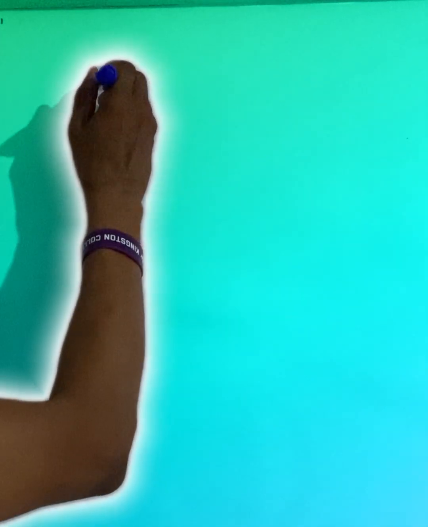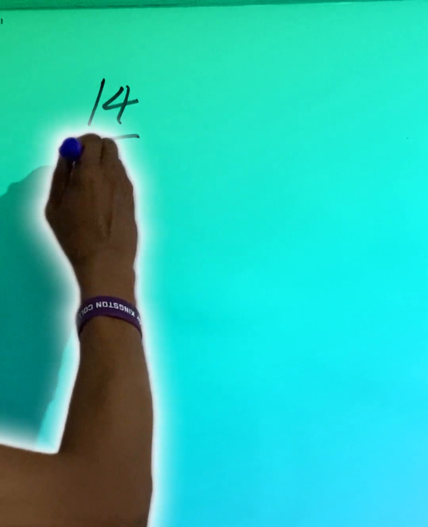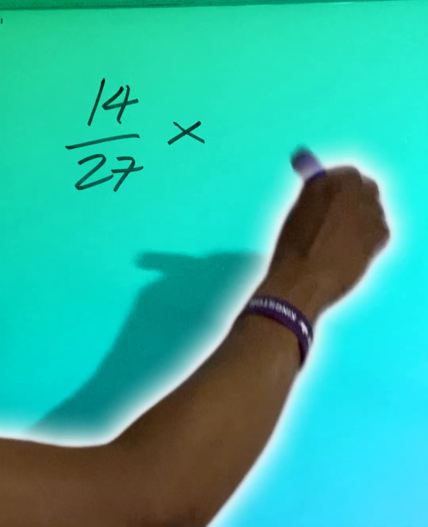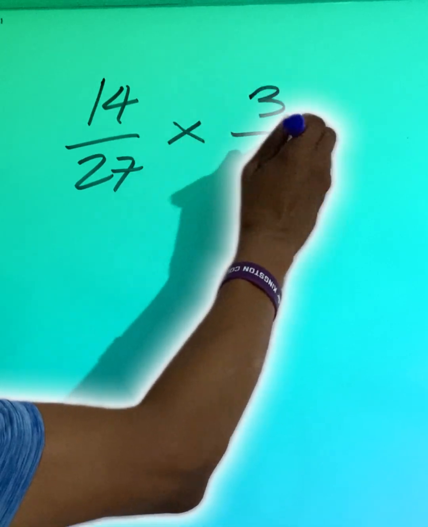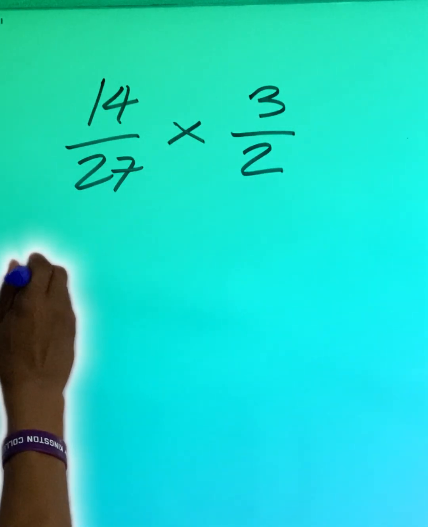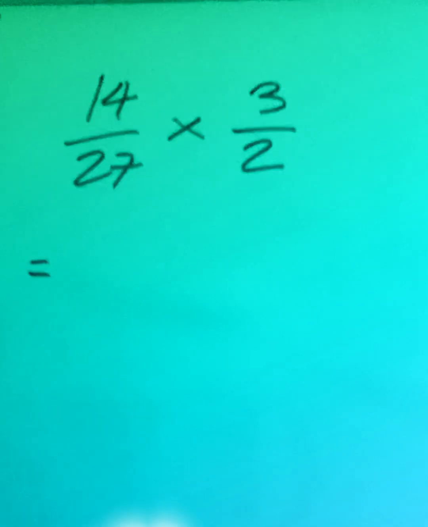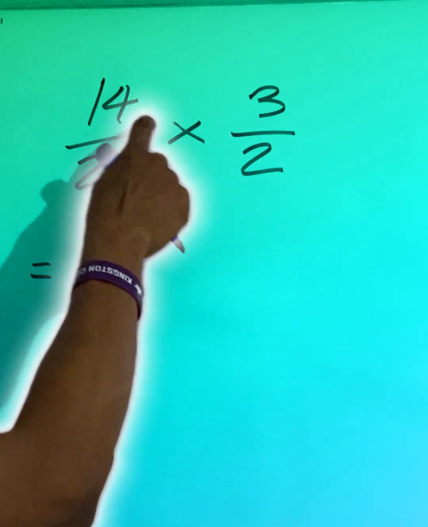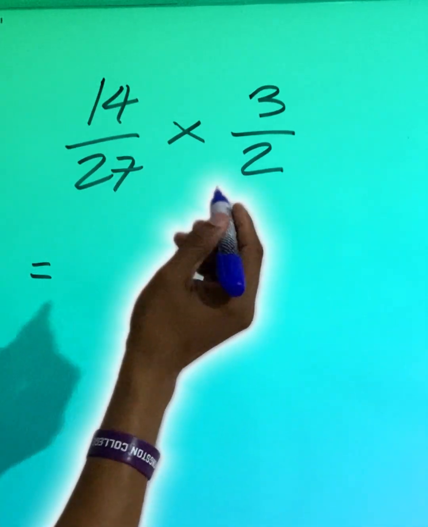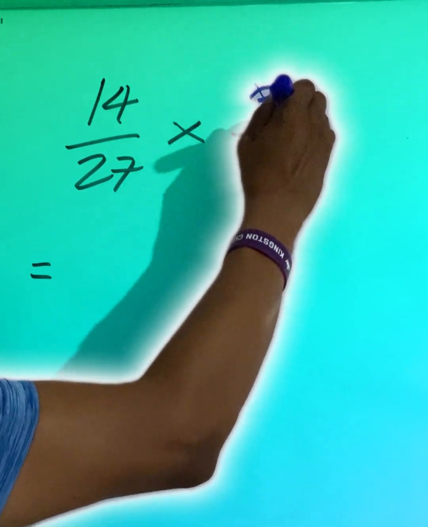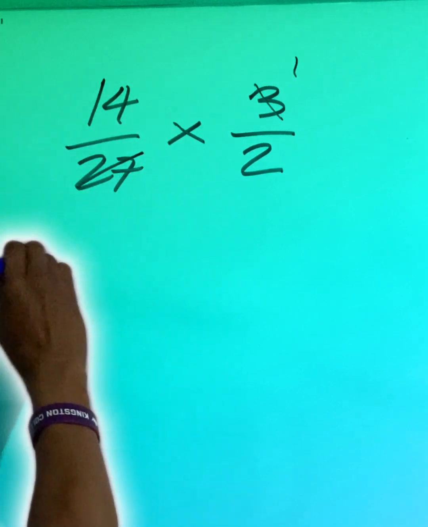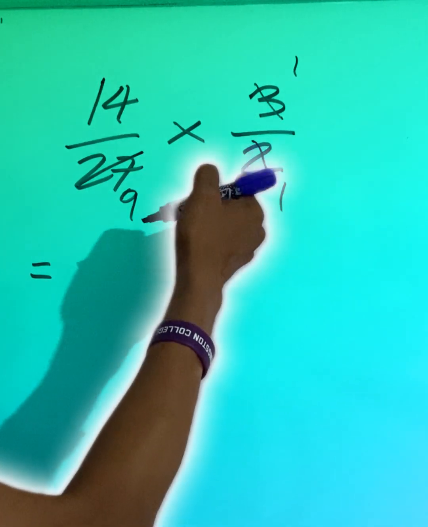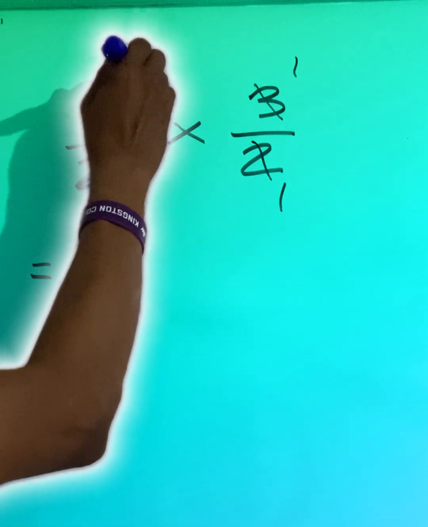Let's say we have 14 over 27 times 3 over 2. Okay, if we look, 3 can go into 27, right? Okay, and 2 can also go into 14. So let's just go ahead and do it right now. 3 into 3, 1 time. 3 into 27 goes 9. 2 into 2 goes 1 time. 2 into 14 goes 7 times.